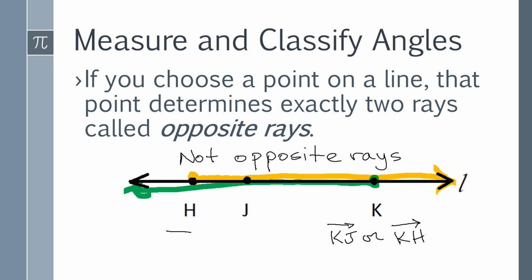Over here we have ray HJ or ray HK. You'll notice the first letters are not identical, therefore they're not opposite rays. They don't go on the same line. They'd have to be collinear and have the same endpoint to be opposite rays.